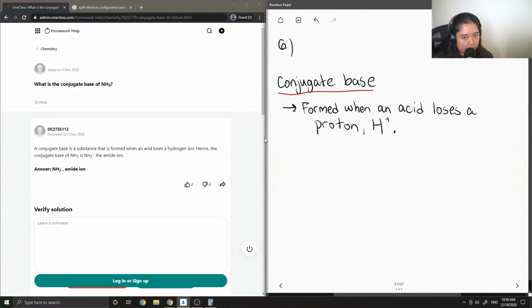Okay, so when we have NH3, and it loses its proton, it becomes NH2 minus plus H plus. So this is an amide, and this is our conjugate base.